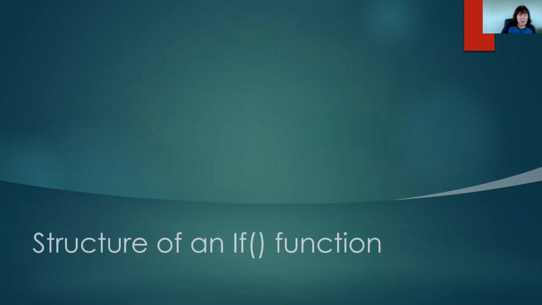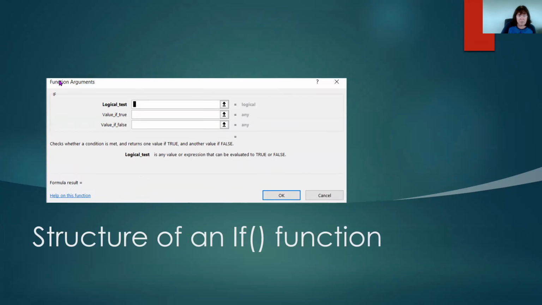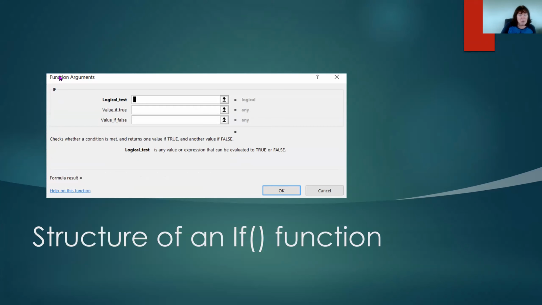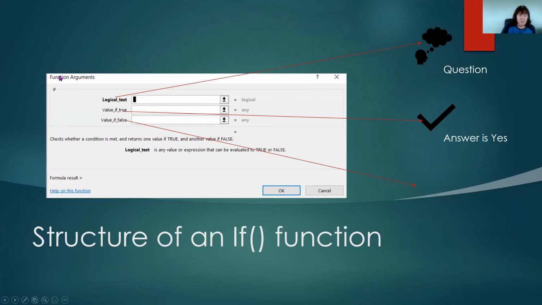Okay, so a quick recap of an IF function. Generally speaking, I do it from the menu, which you'll see in a few minutes. And let's look at the structure of it. You have a logical test, which is your question. Then you have the next bit, which is, what do you do if it's true? What do you do if the answer is yes? And then the next one is down there, false. What do you do if the answer is no?